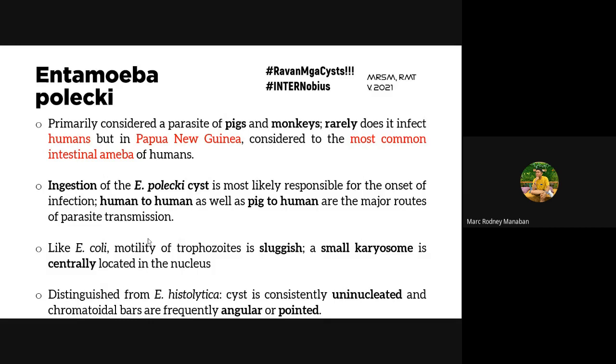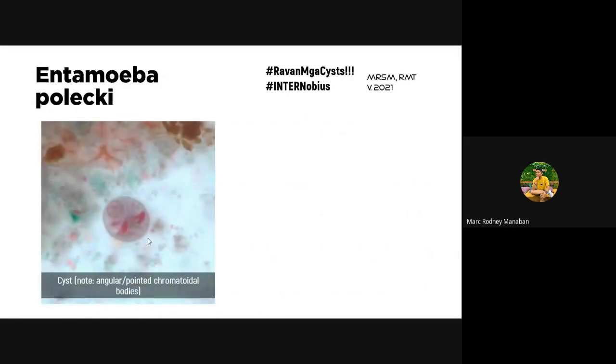And aside from that, the cyst of Entamoeba polecki is consistently uninucleated, meaning it has only one nucleus. Whereas your E. histolytica can have up to 4 nuclei. So that's the difference between the two. Again, most common intestinal amoeba in Papua New Guinea, but in the rest of the world, it is rare.